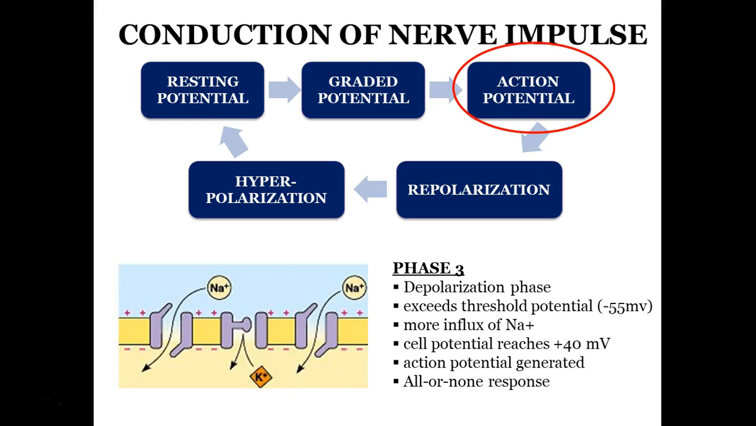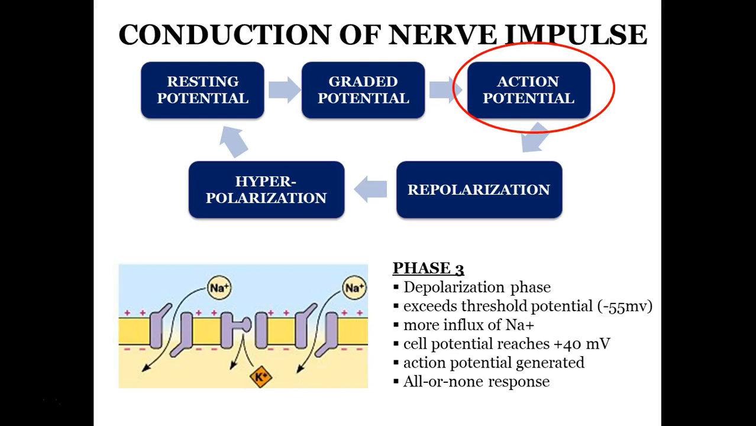As more sodium ions get in, the membrane potential rises further, and as the process goes on, the cell potential reaches plus 40 mV. That means complete depolarization of the membrane occurs. Inside will become positive, outside will become negative for a certain period of time, which is a very brief period actually, but it happens. So this we call the action potential generation.